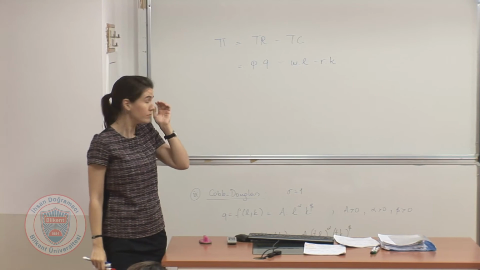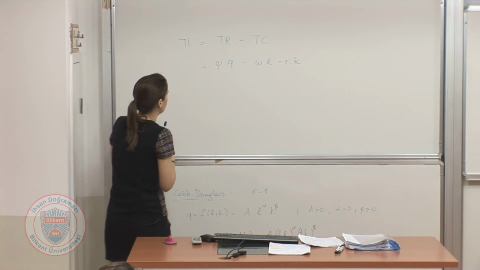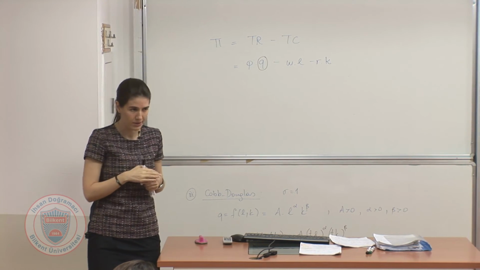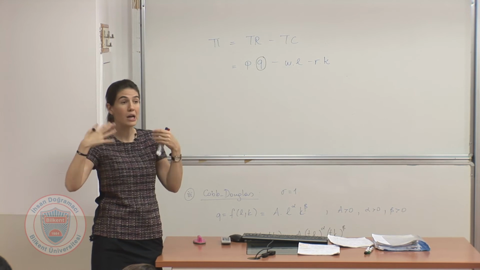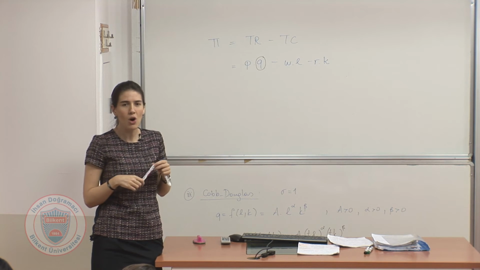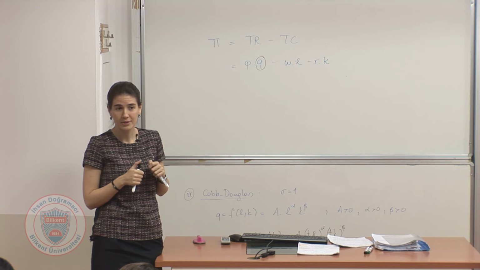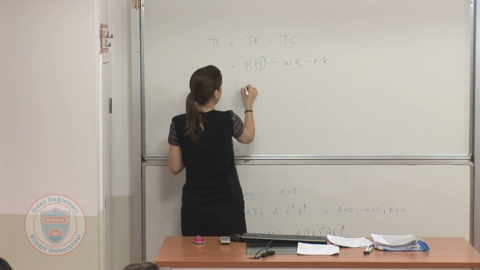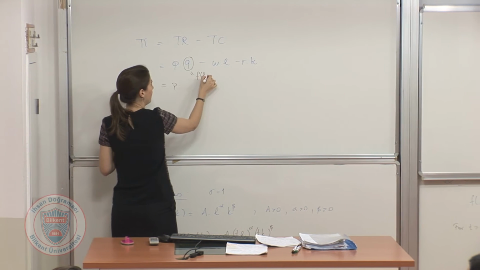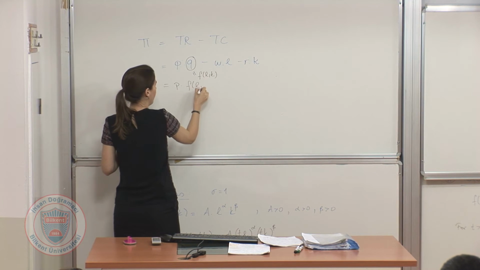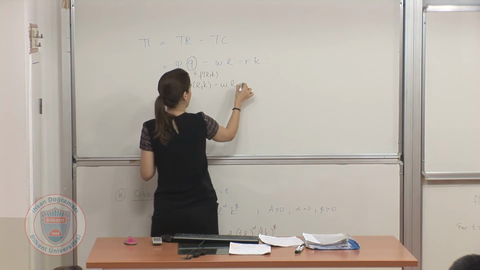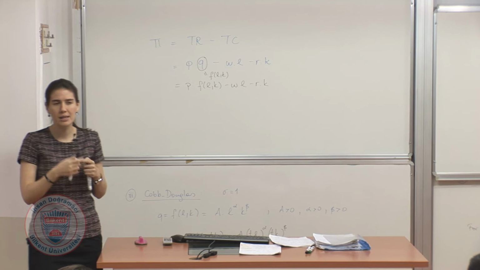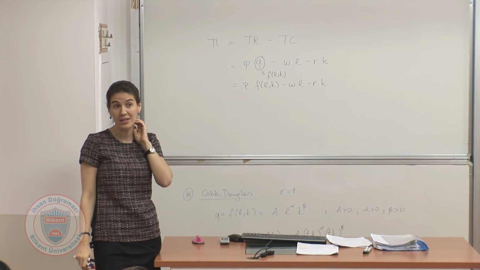What is this Q? Output, right? So how much this firm is producing and selling. How did we show that Q? By our production function. So P times Q is P times F of L, K, minus wage times L, minus R times K. So actually when they are maximizing profits, in a sense, they should decide on what?